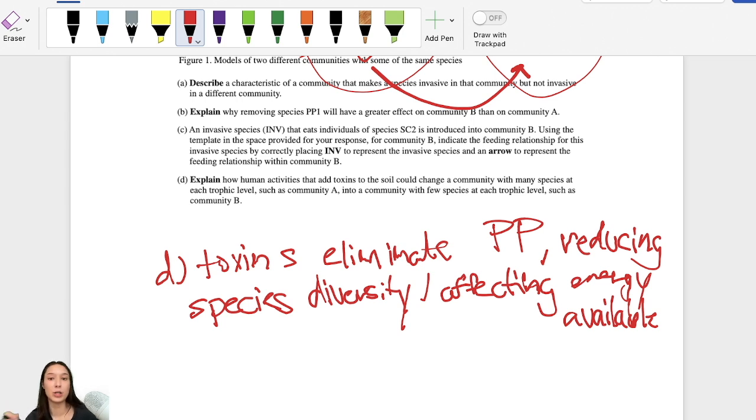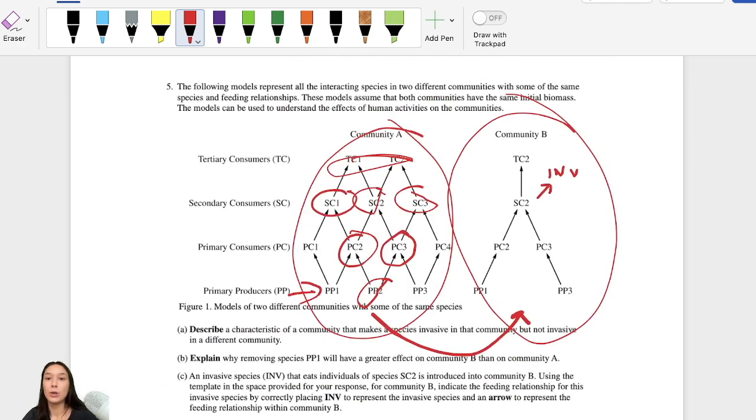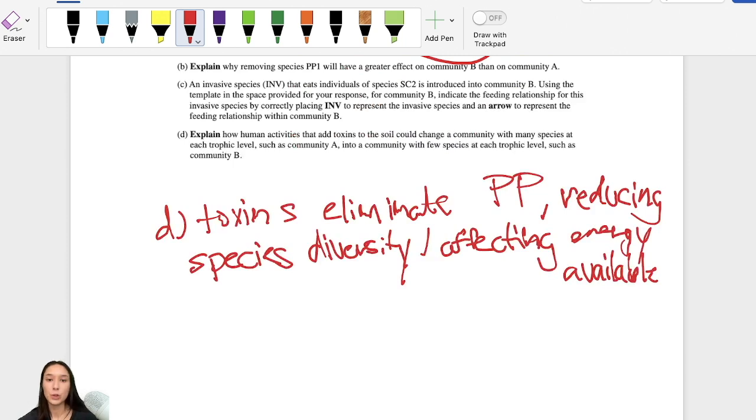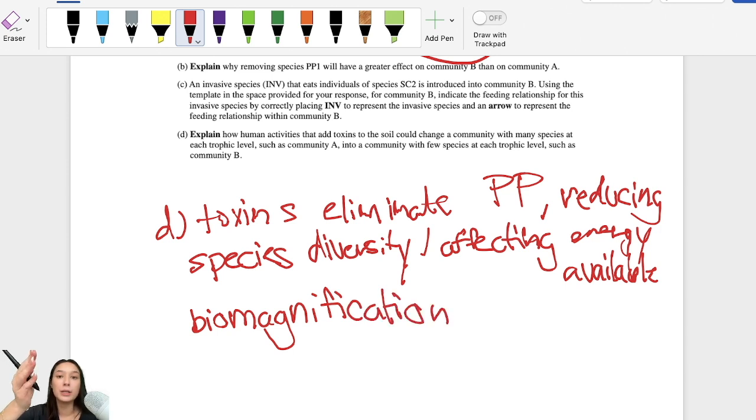So that's biomagnification. So you could have also said this, that the activities could cause biomagnification, which means that all of the upper trophic levels are going to gradually get more and more toxin built up in them. That's going to affect, obviously, species diversity. So this is another option. Again, you only have to say one of them. So biomagnification. It's not enough to say biomagnification. What is that going to do? And how does that turn community A into B? Biomagnification, you can say reduces species diversity.